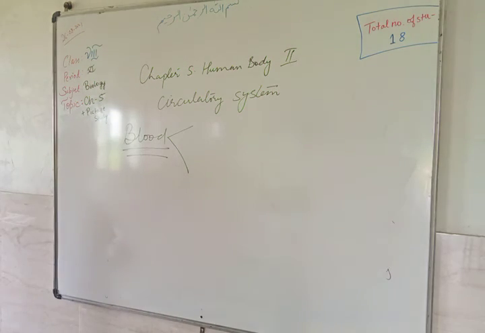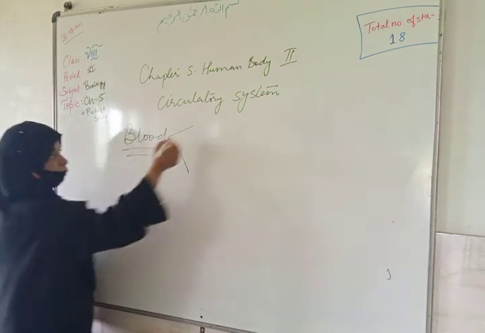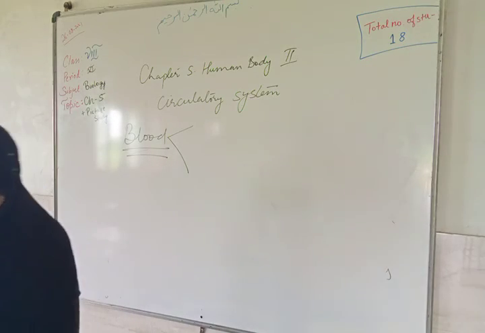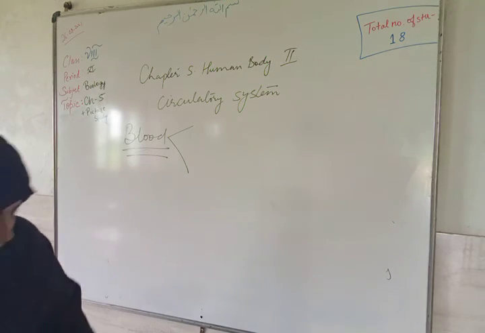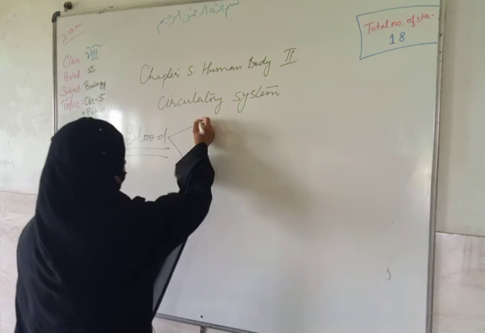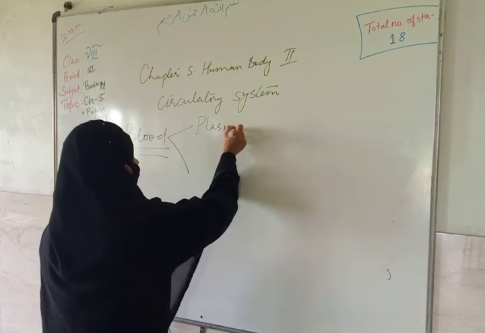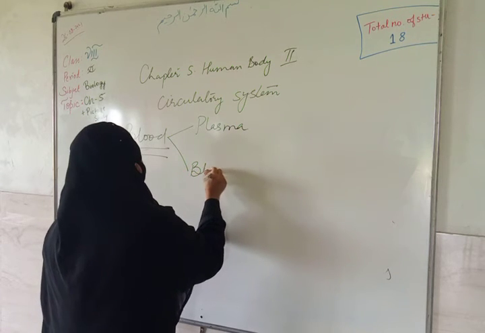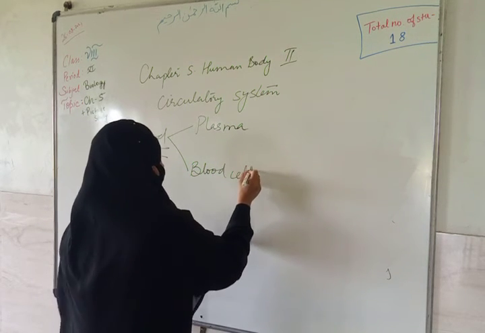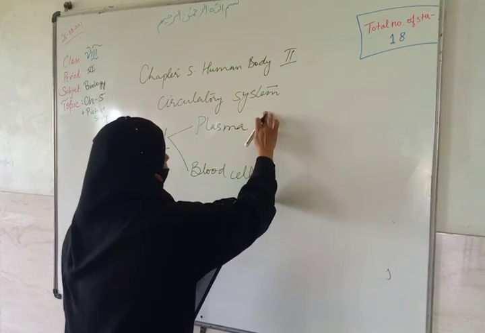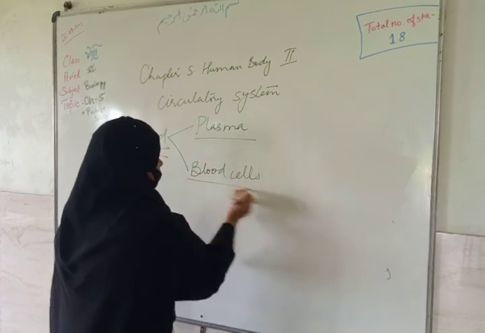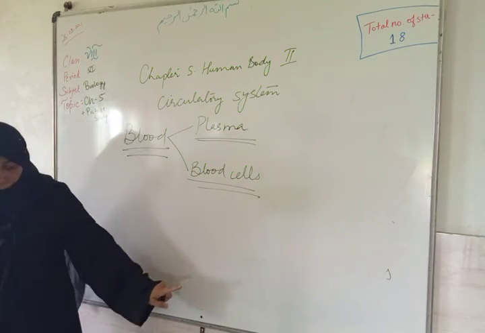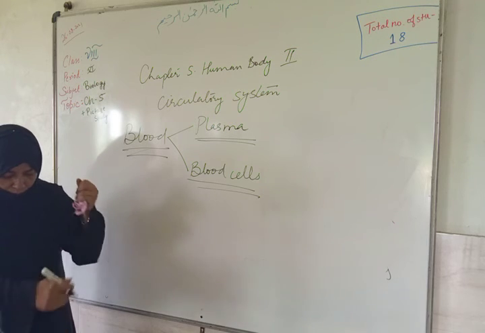Blood is categorized into two parts. First is plasma, and second is cells, the blood cells. Some ratio is there between the plasma and blood cells.